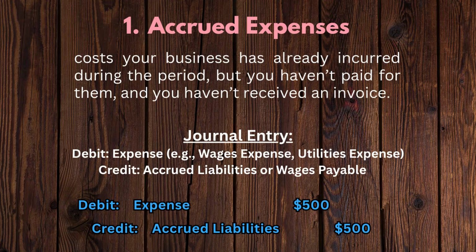And this is the first adjusting journal entry you will record. You will debit expense, wages expense, utilities expense, and you will credit accrued liabilities or wages payable. This entry ensures your income statement reflects the full cost of the period and your balance sheet accurately shows what you owe. The second adjusting journal entry we're going to look at is accrued interest.